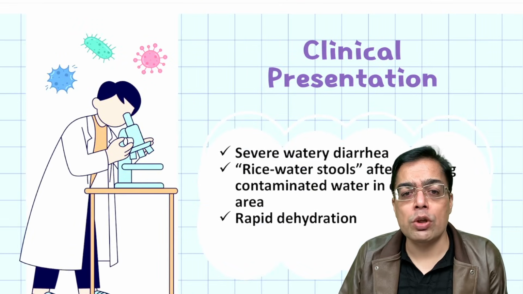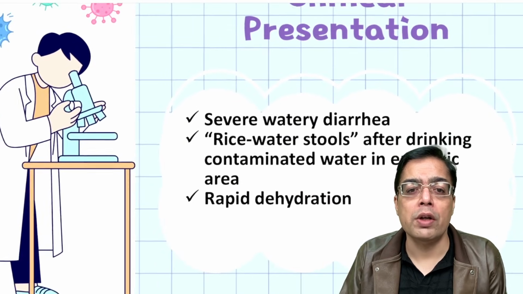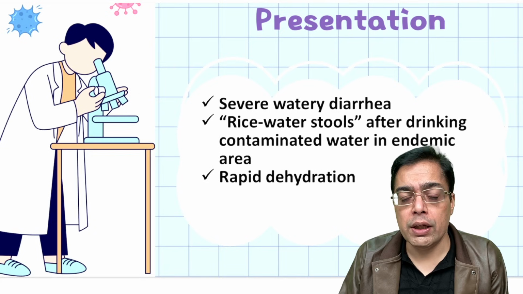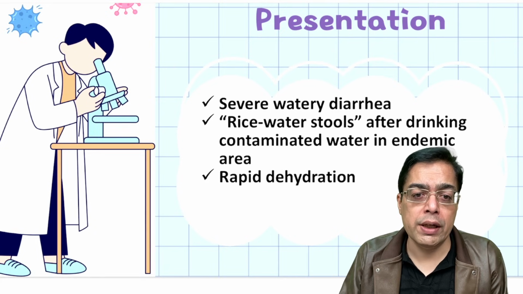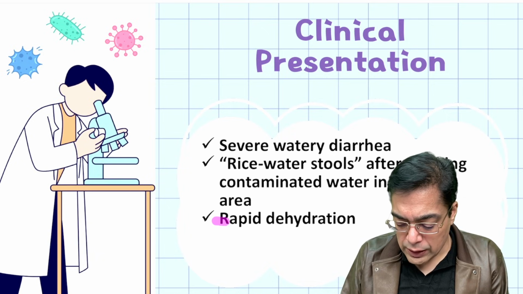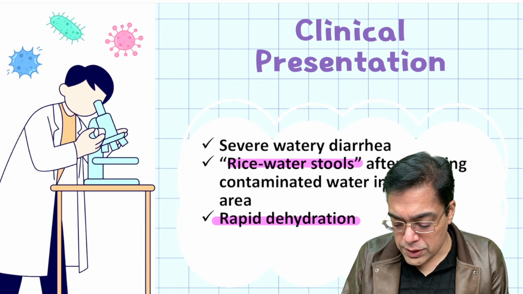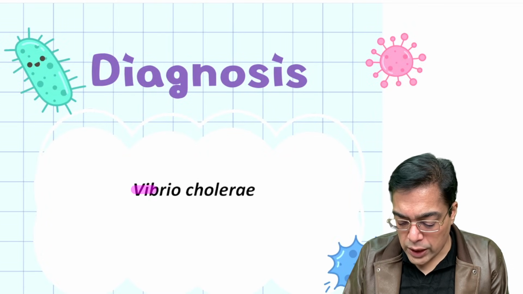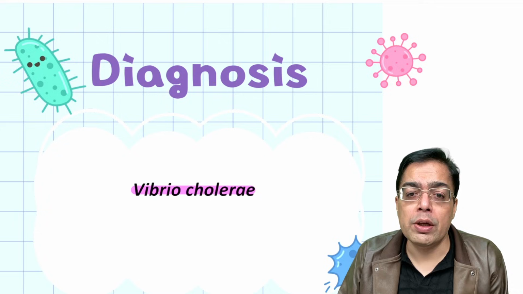The next one makes a mention of a patient having a history of severe watery diarrhea. There is a presence of rice watery stools after particularly contamination of water in an endemic area, and because of the presence of watery diarrhea, the patient is experiencing rapid dehydration. So this is the buzzword, the rice water stools, and of course this is something which is going to be associated with the organism that's given the name of Vibrio cholerae.